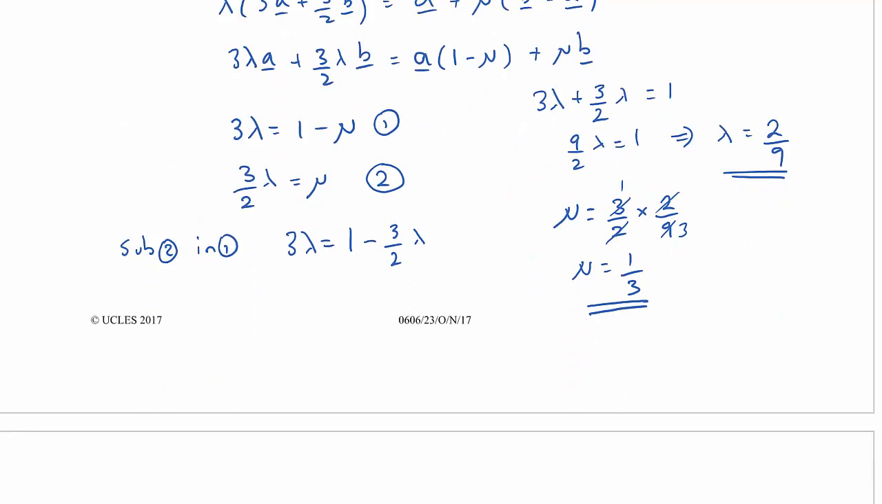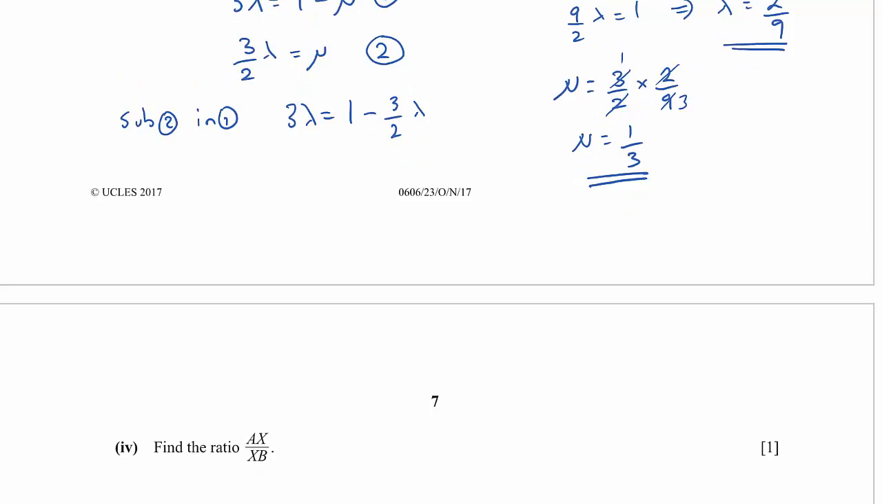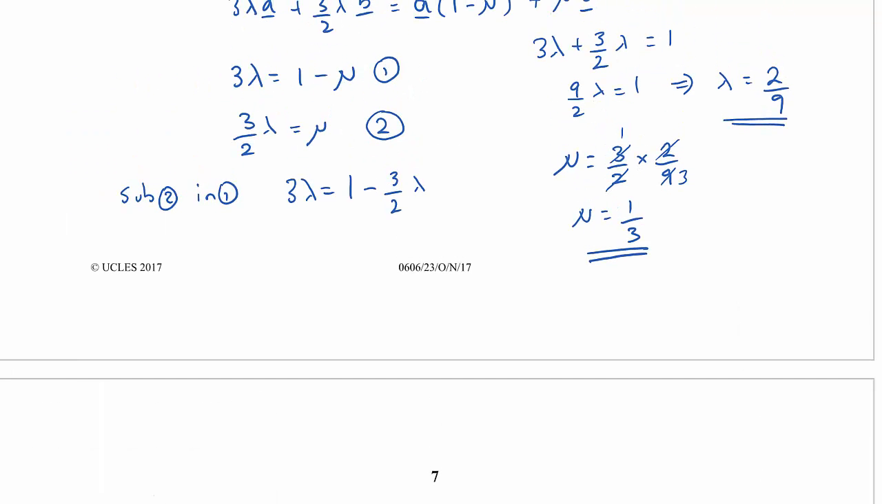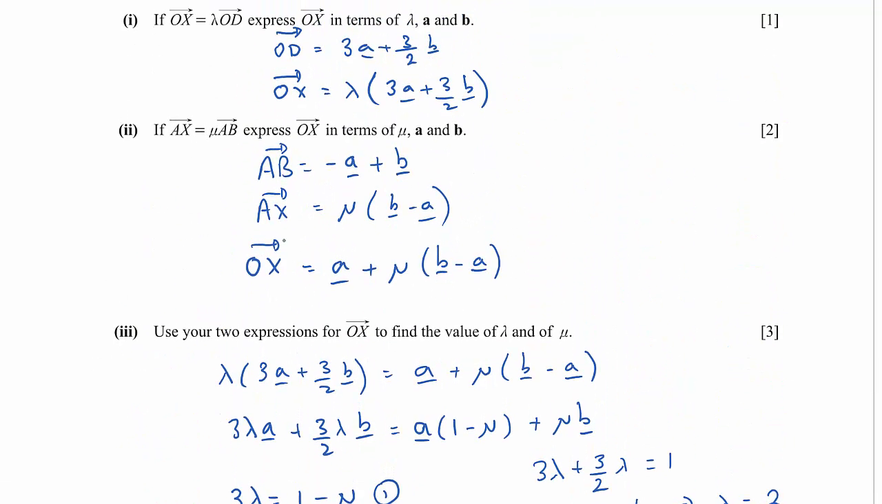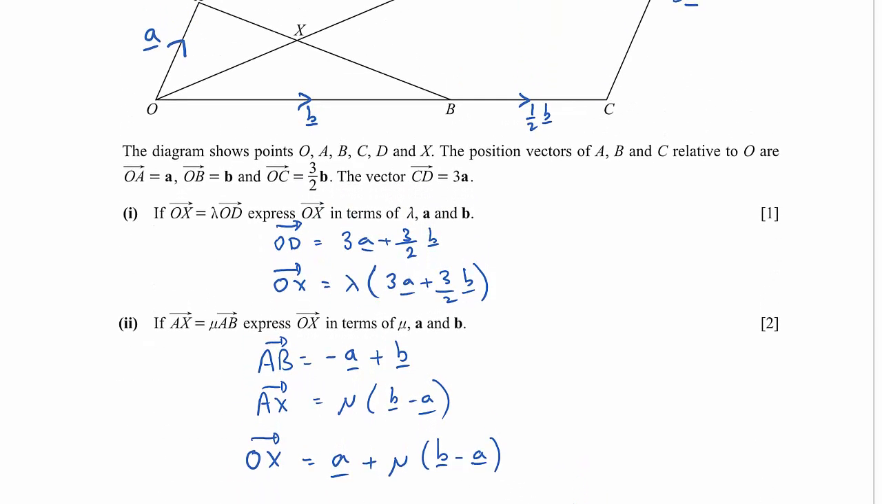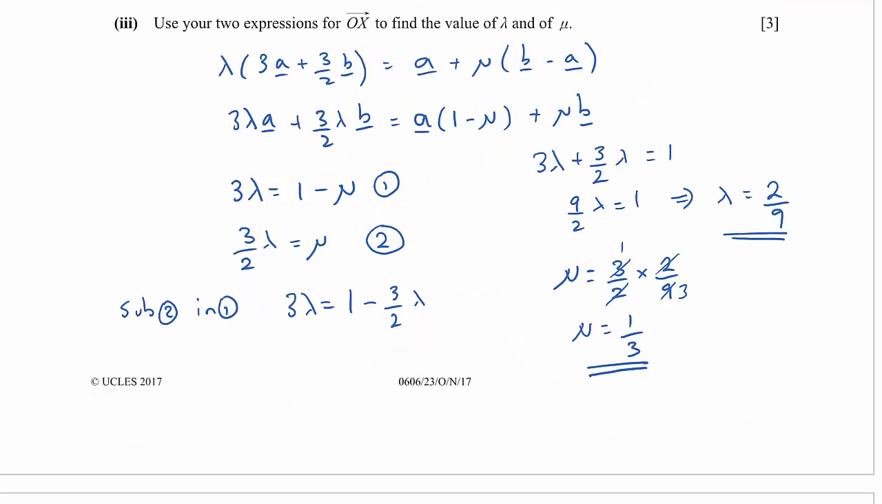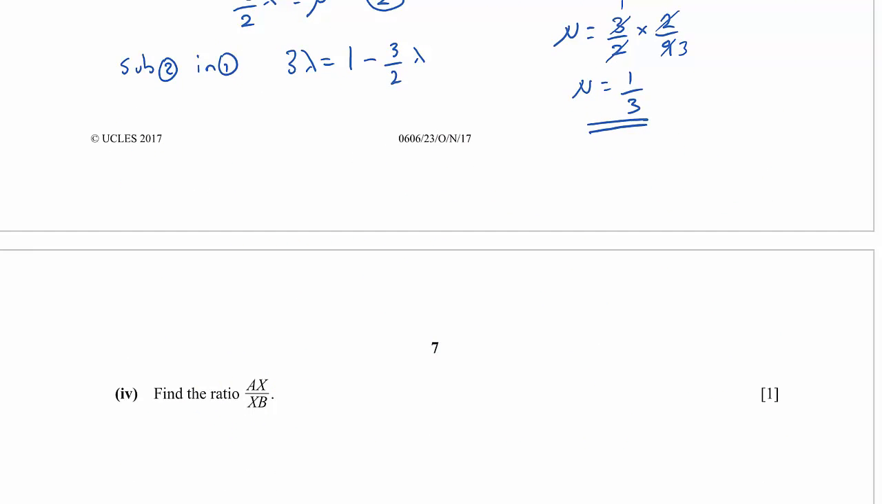So now we want the ratio AX to XB. Well, if we go back here, AX was mu (b minus a), so that was mu of A to B. So this is 1/3, because we know mu is 1/3 now. So that's just basically 1/3 over 2/3, which of course cancels to a half.